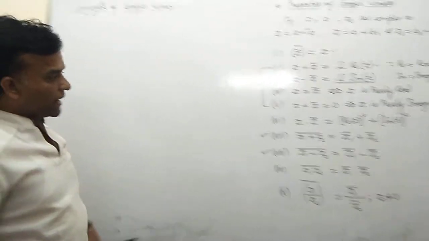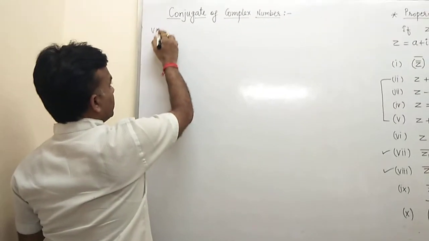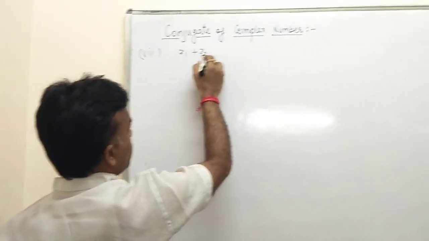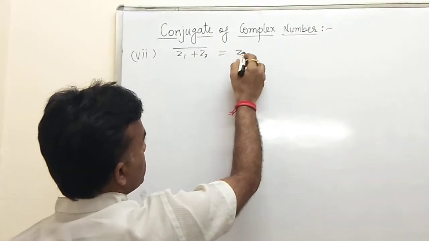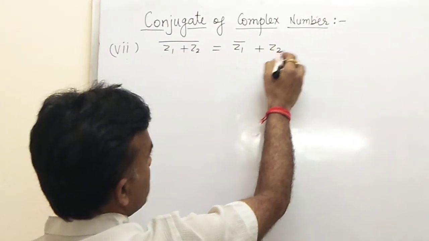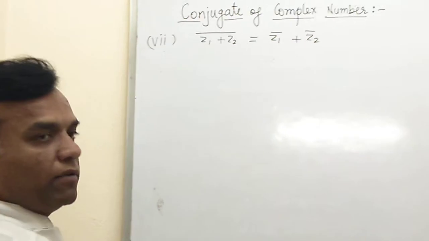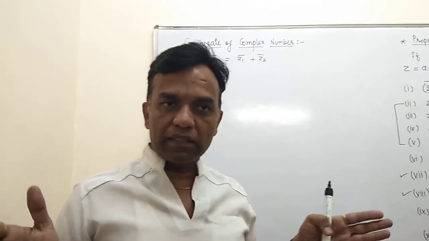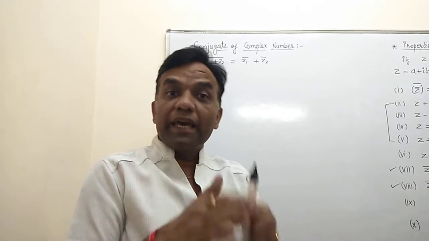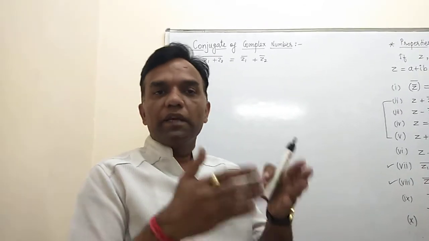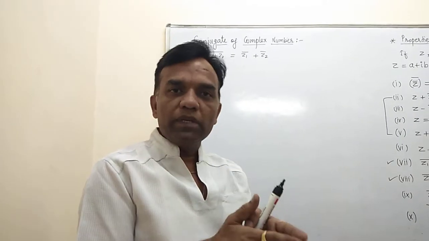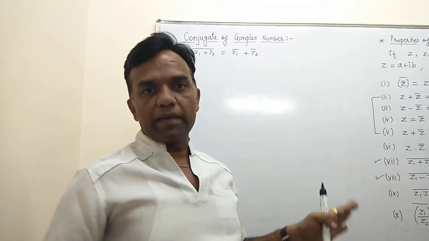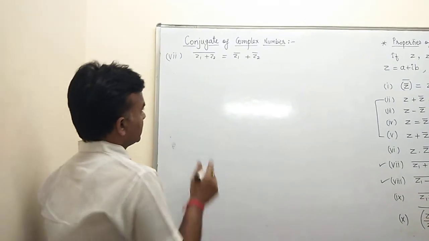So now first we write down property number 7. We know that property 7 is z1 plus z2 whole conjugate is equal to z1 conjugate plus z2 conjugate. It means you have two different complex numbers. First you add the complex numbers and then find their conjugate. There is no change if, before this, you find their conjugates separately and then add them. The resultant value will be the same.